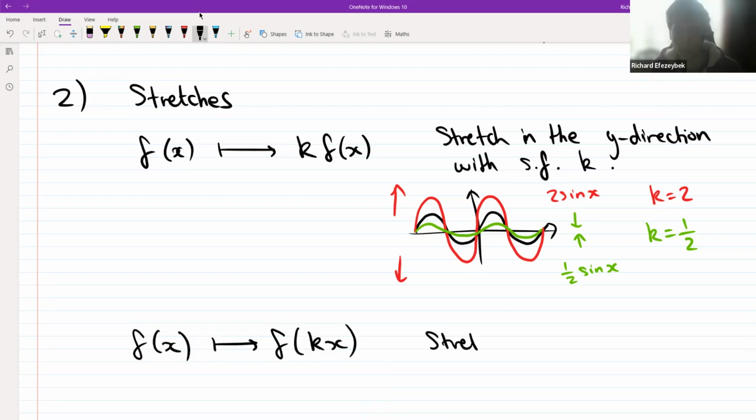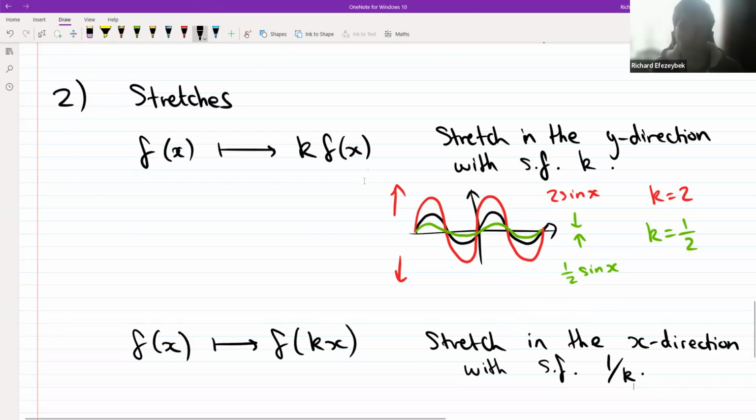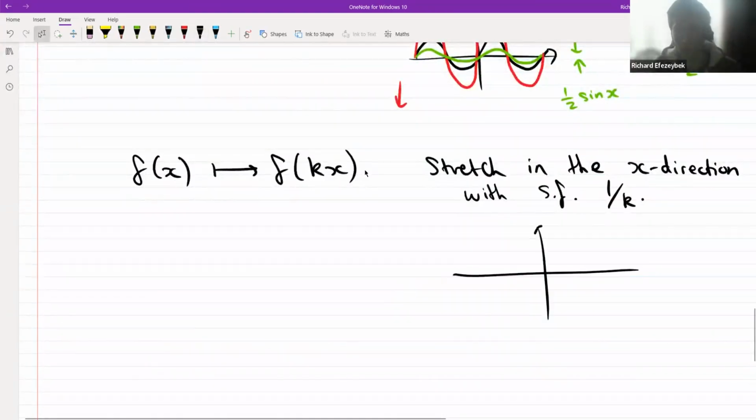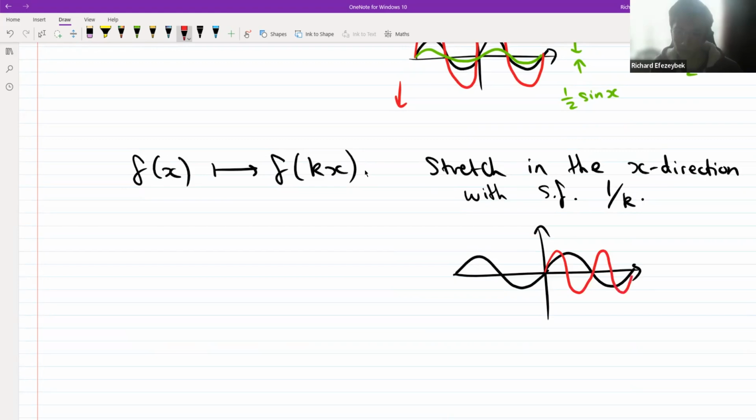We get a stretch, this time in the x direction, but this one is scale factor 1/k. To convince yourself of this, it's probably easier to think of this in terms of a compression. So if I have my graph of sine x again, and I overlay the graph of sine 2x, I'm doubling the frequency, so the roots appear twice as often. And you can see that this is easier to think of as a compression. Yep. It's an algebraic method of showing why it's 1 over k.